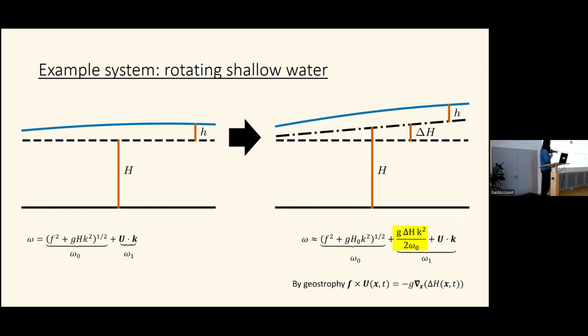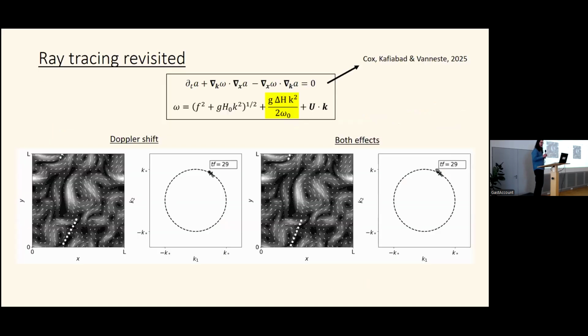And what I'm doing at the bottom there is just Taylor expanding the intrinsic frequency so that we have a constant part, which is f squared plus gH k squared, so that's our omega naught. And then you have an inhomogeneous part, which is your Doppler shift term plus a small perturbation due to this variation in layer height. So we can use this in our ray tracing. And yeah, maybe it's quite difficult to see the differences between the Doppler shift ray tracing and the ray tracing which includes both effects.